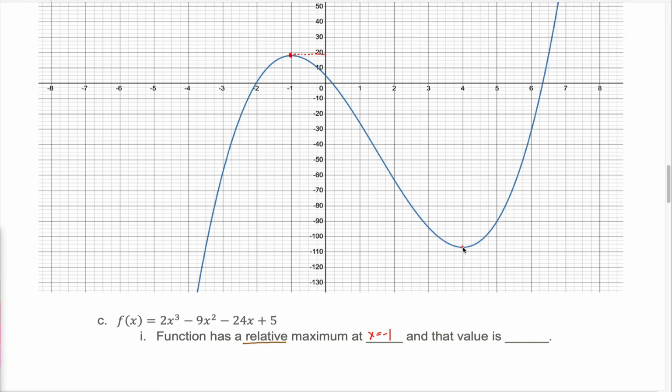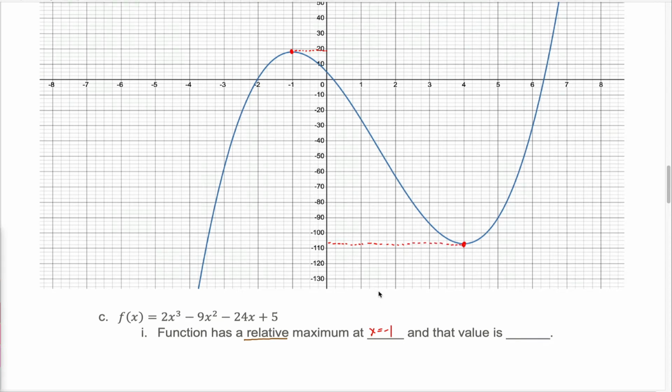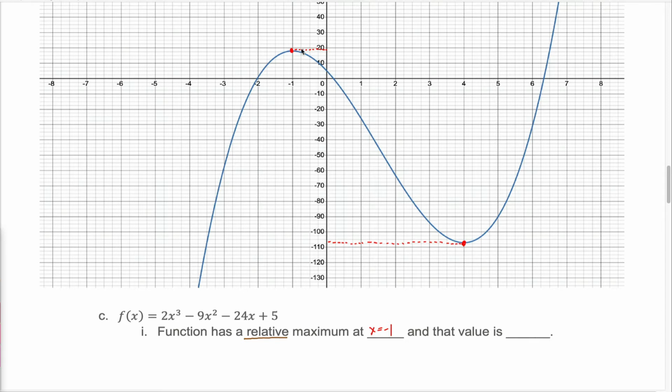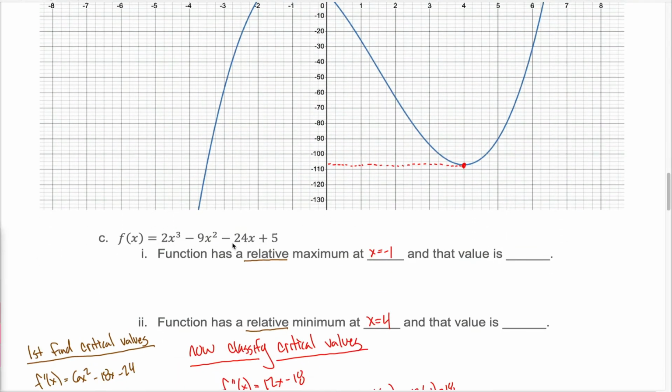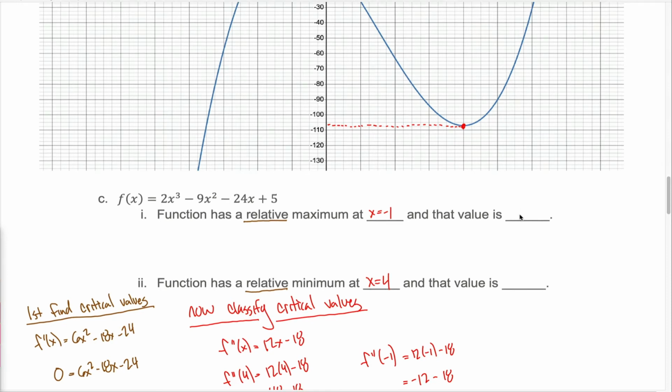And at this point down here, x equals 4, I have a local minima. But how low is it? I don't know. It's like negative 108 or so. I can't tell. Fortunately, there's an easy way to figure out the height of these 2 points. Remember, the height of the graph is just the output to the function. To figure out the value of my relative maximum, all I have to do is take that x value and plug it into the function.